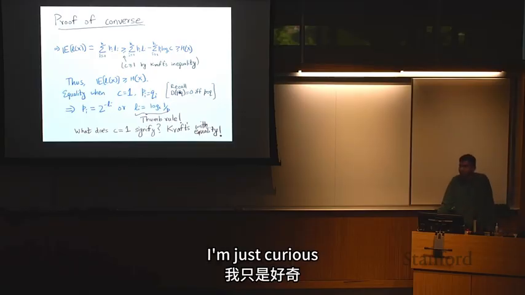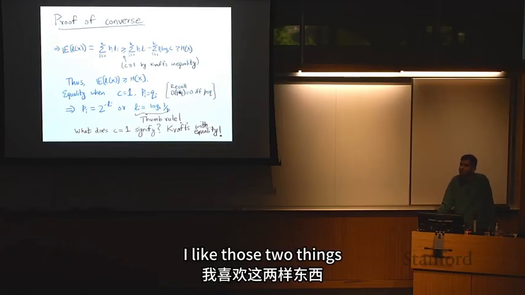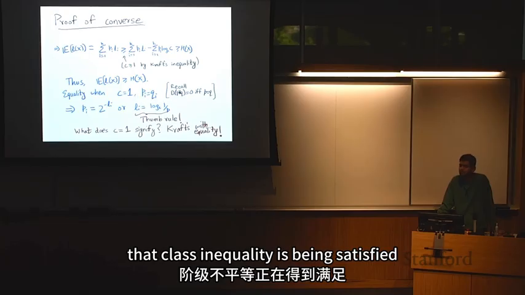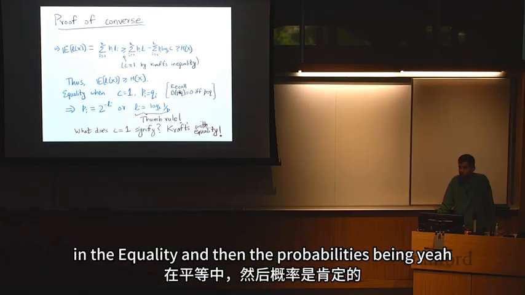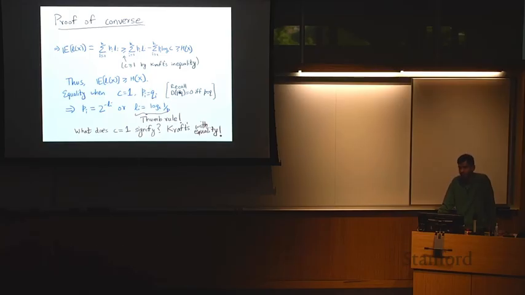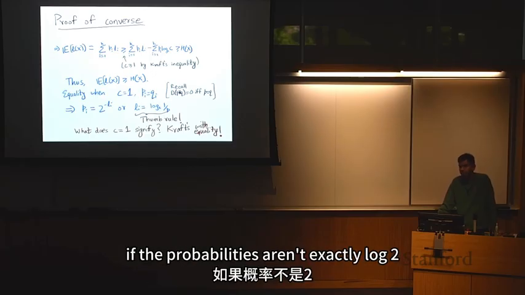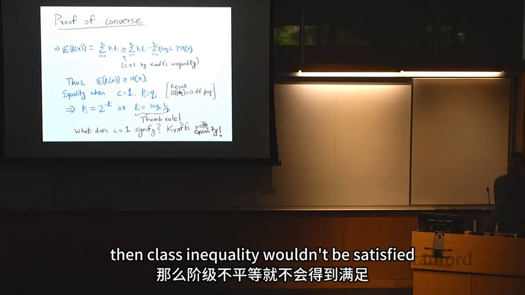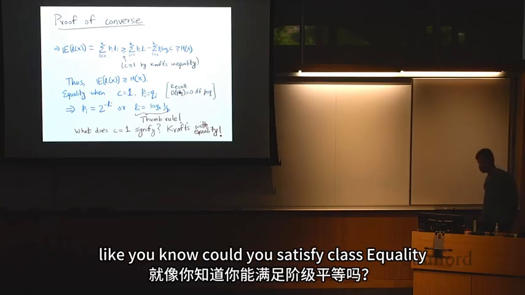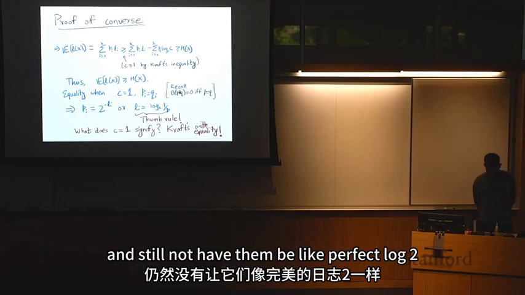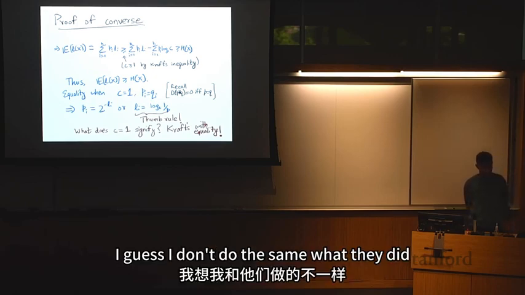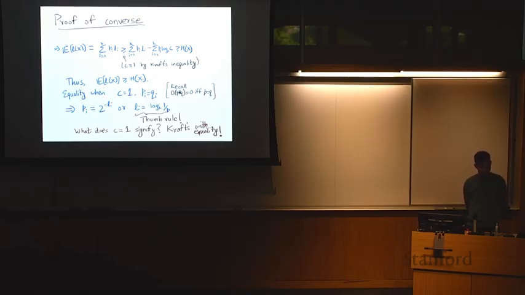I'm just curious about those 2 things: Kraft's inequality being satisfied with equality, and then the probability. Are those 2 things almost the same? Because I imagine if the probabilities aren't exactly powers of 2, then Kraft's inequality wouldn't be satisfied. Could you satisfy Kraft's equality and still not have perfect log 2 probabilities? Are those two the same or are they different?